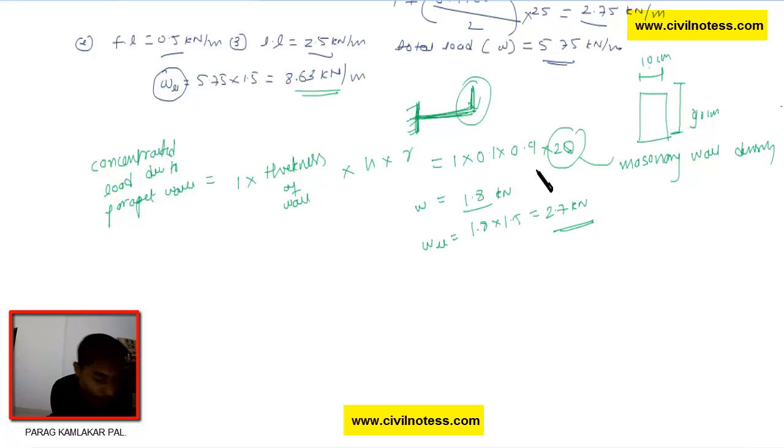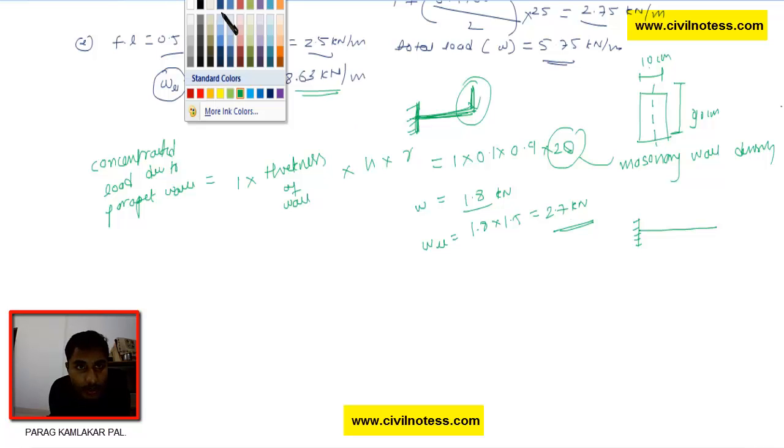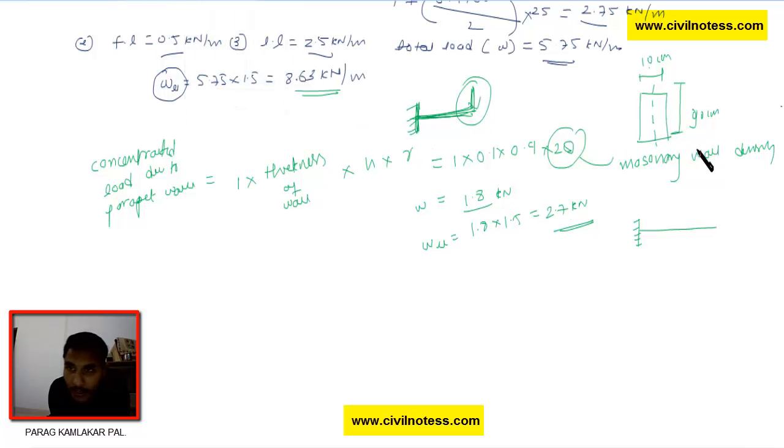After getting this value, the main thing is that the centric load is acting over there. In the diagrammatic representation, if I show you how exactly it is acting, there are two types of loading acting. The load is acting in the center, and the load is nothing but this load, 2.7 kilonewton.